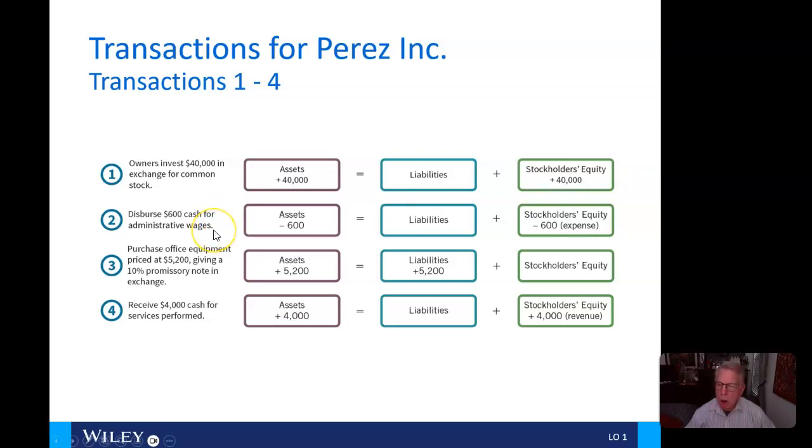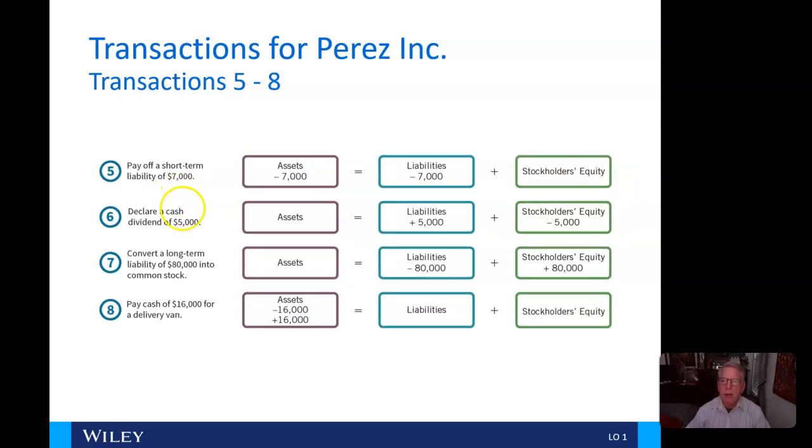Then we're going to purchase some office equipment. Here that's priced at $5,200. We treat office equipment as a long-term asset, so asset is going to go up, and we purchase that with a promissory note. That's a note payable. So our liability is going to go up. And then here we've received $4,000 cash for services we performed. Cash is going to go up, and stockholders' equity, the revenue from the income statement, is going to go up as well.